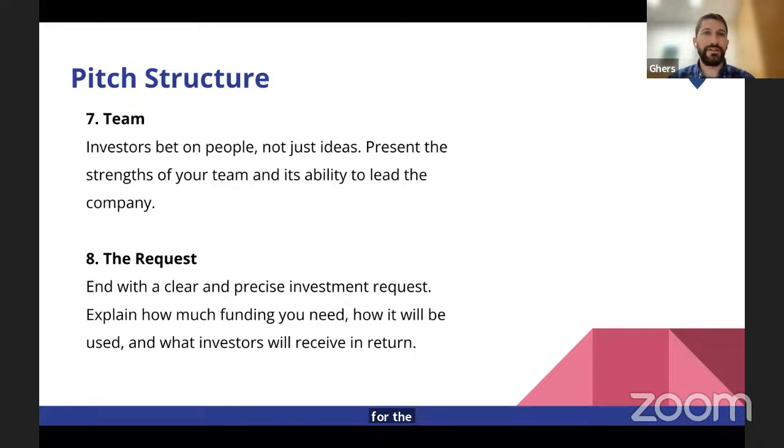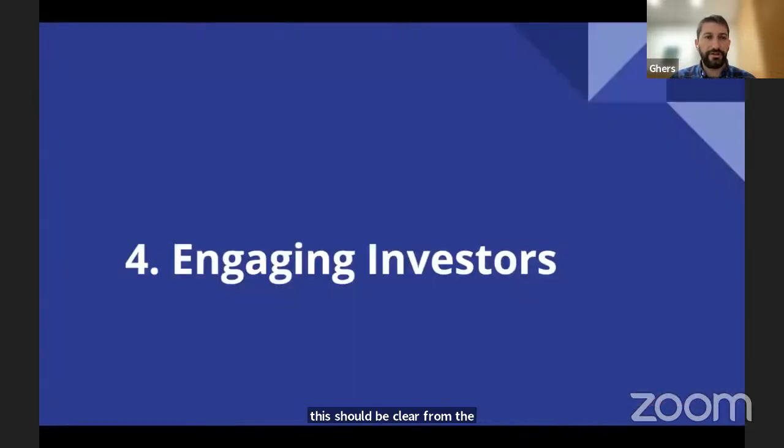Basically, it usually is an investor, so it would be the request of how much money you're looking for in exchange for X amount of equity, but also if you're looking for partners, if you're looking for clients, if you're looking for whatever, this should be clear from this speech. Okay.